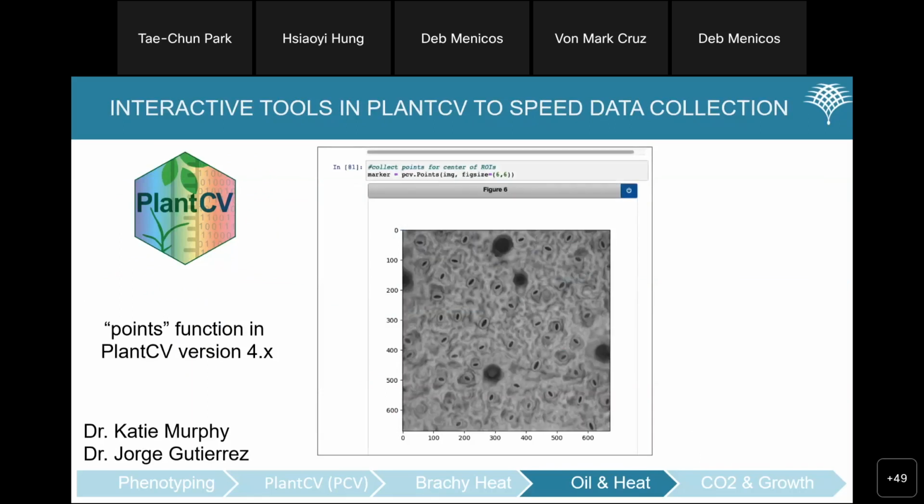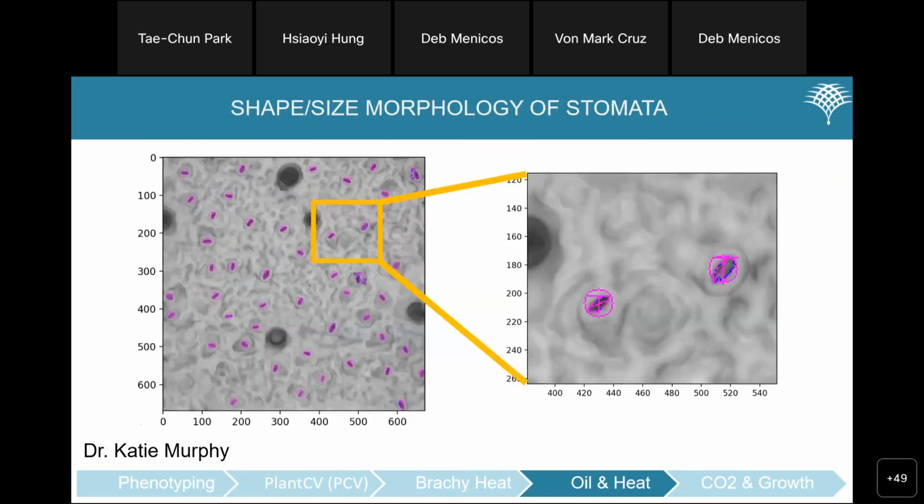And so this is a new interactive point and click tool in PlantCV. You don't have to drag anything. You just click over all of those stomata, and you don't have to be very exact. And what you get out is something that looks like this. So you get measurements of each of those stomata. And eventually, when we have enough images, then we can do deep learning, so that hopefully we don't have to do even the clicking.